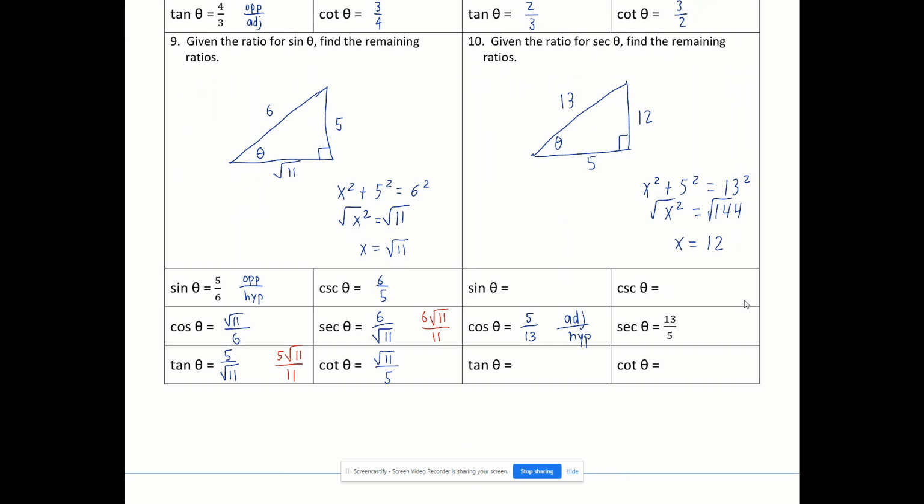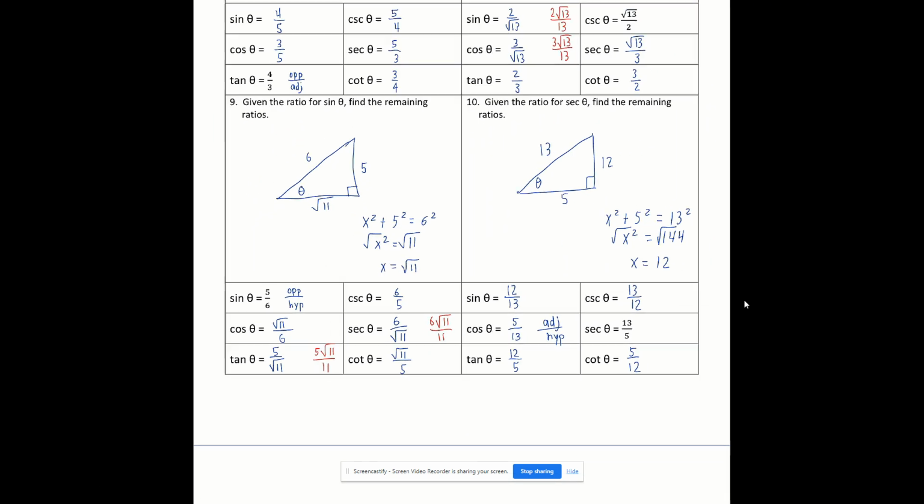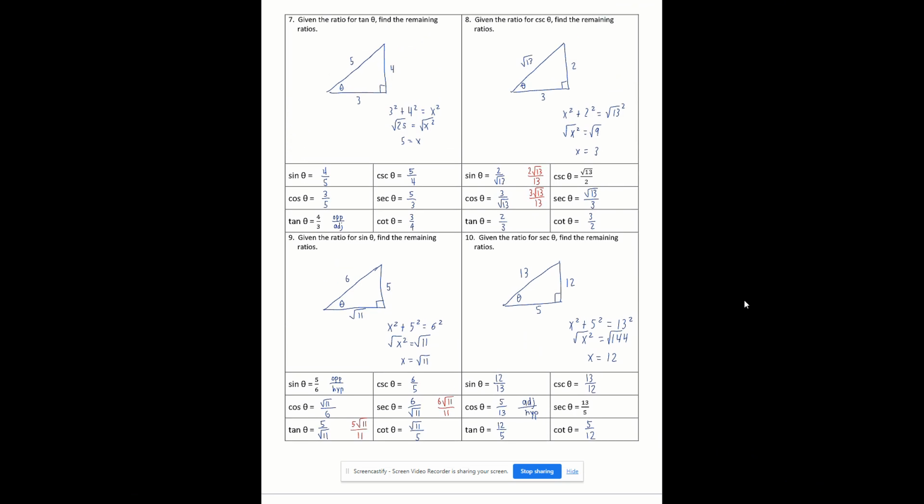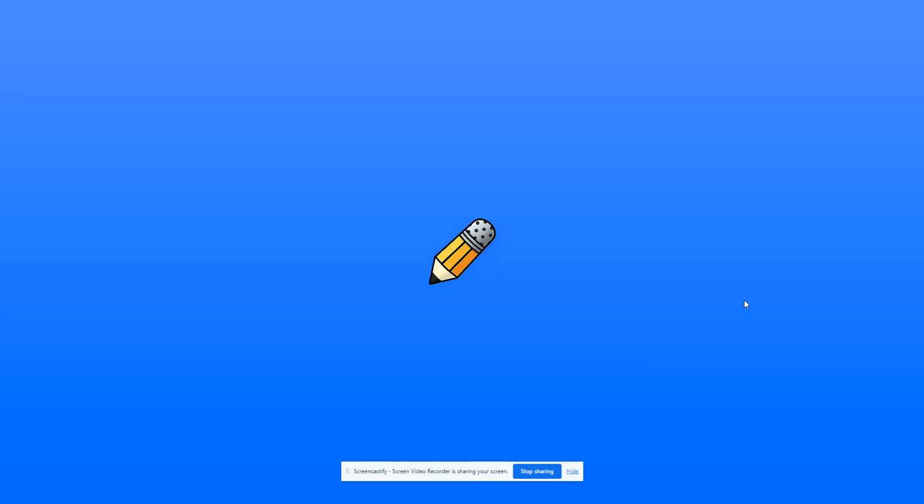So here we go. Sine is opposite leg, 12, over hypotenuse, 13. Flip it for cosecant. Tangent is opposite, 12, over adjacent, 5. And then flip it for cotangent. And that is how you do it, okay? Very simple problems. You're actually not going to have any of those in the review. We're going to focus more on the other ones. Let's go check those out now.